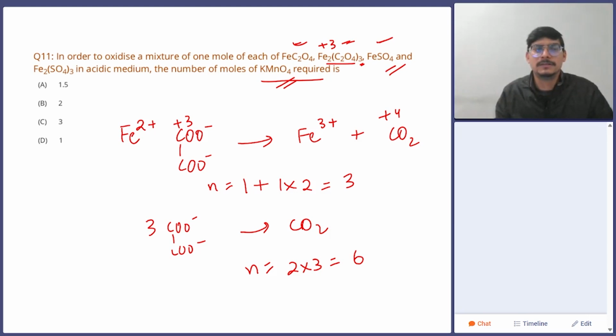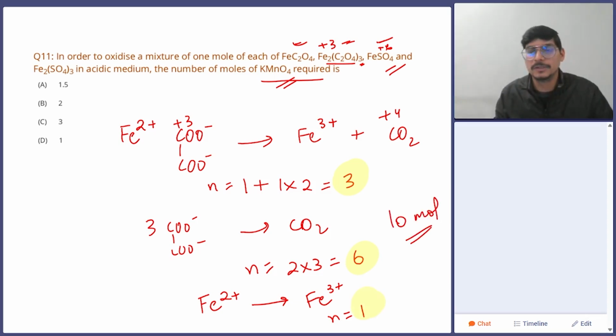Talking about ferrous sulfate, in the case of sulfate, the sulfur is already in its highest oxidation state, which is +6. So ferrous will be undergoing oxidation here, losing 1 electron, which means the n factor is 1. So you can see that overall we need a total of 10 moles of electrons, right? The n factor of KMnO4 is 5, because in acidic medium, permanganate goes from +7 to +2, right? So we need 10 moles of electrons, and KMnO4 accepts 5 electrons, so a total of 2 moles of KMnO4 would be needed in an acidic medium. So that would be the correct answer to this question.